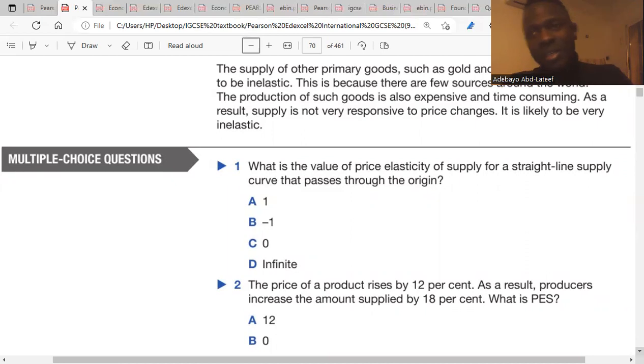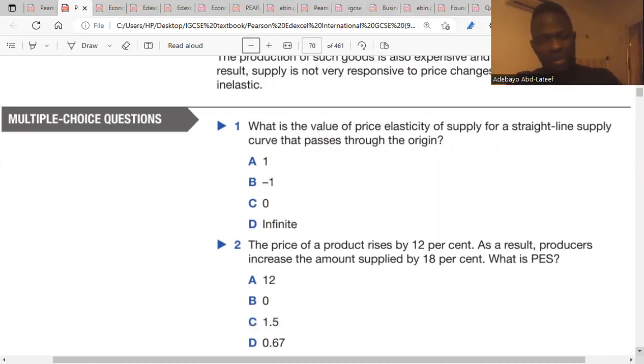Do you understand? It is inelastic because the quantity supplied in the market does not reflect the change in price. It is elastic if a change in the price in the market reflects in the quantity supplied in the market. Is it clear? Any question about that?